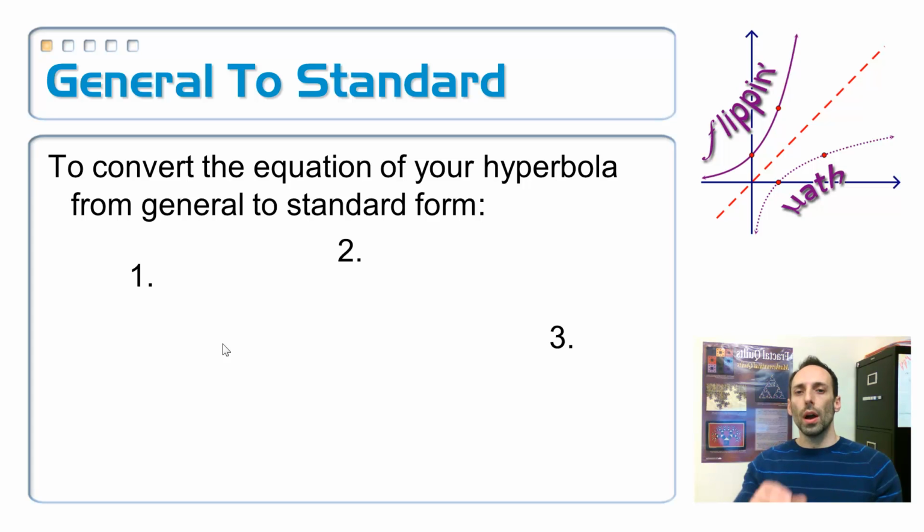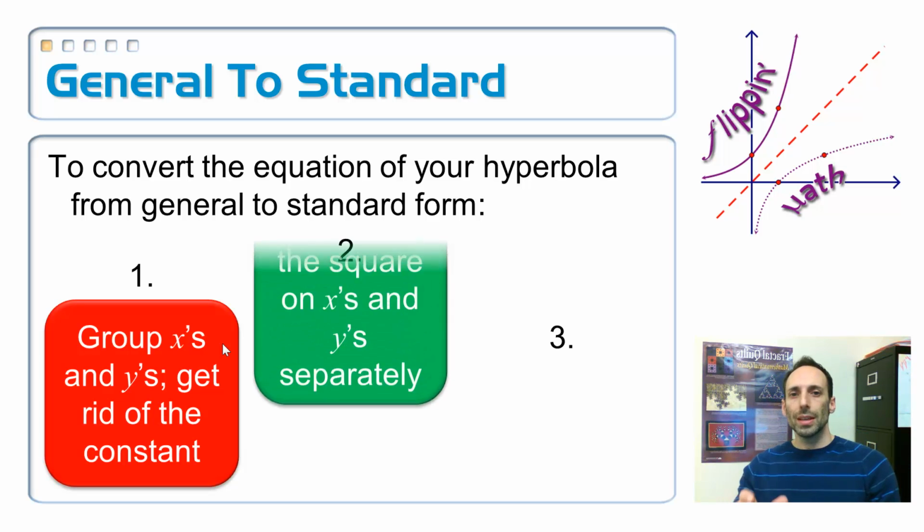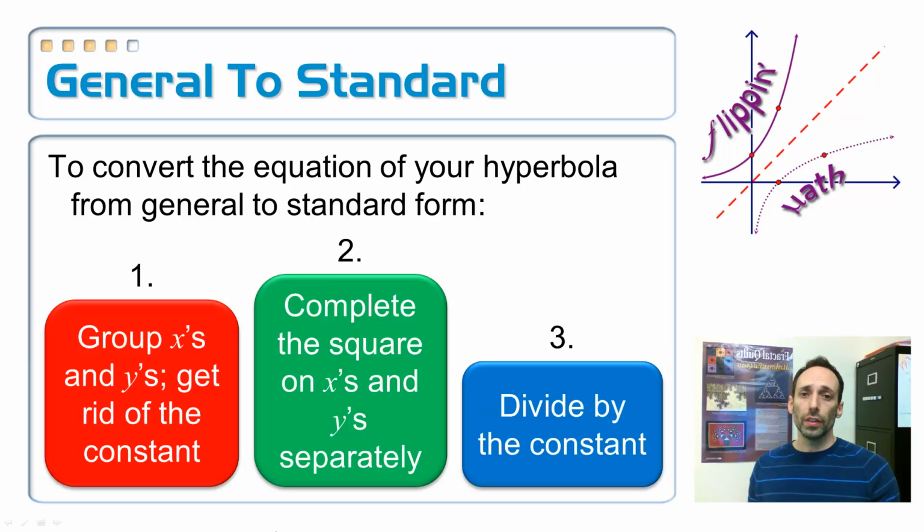So this is how I put it from general form to standard form. Same thing that I did with the ellipse. The only complication is that you have a negative sign in there. So step number 1, group your x's together and your y's together and get the constant over to the other side. Get rid of it. Okay, and then step number 2, separately you're going to complete the square on the x's and complete the square on the y's. And then finally, so that the thing is equal to 1, you're going to divide both sides by the constant. Okay, same exact steps that we did with the ellipse.